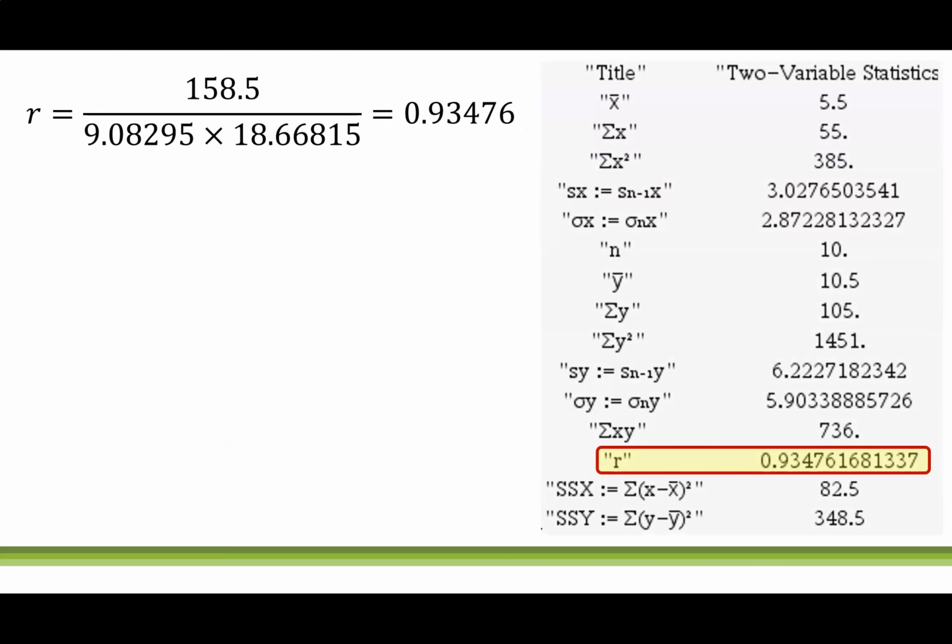Now, if I was to go back to my two variable stats, take a look down here. I've highlighted it in yellow and surrounded it with a red rectangle, 0.93476. There it is. Now, most students will only ever use the GDC to find this value here, and the premium is placed on you knowing what to do with it once you have it. But now you've seen how it's actually calculated.